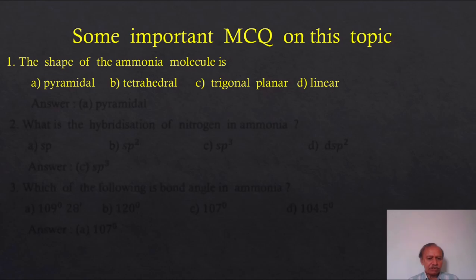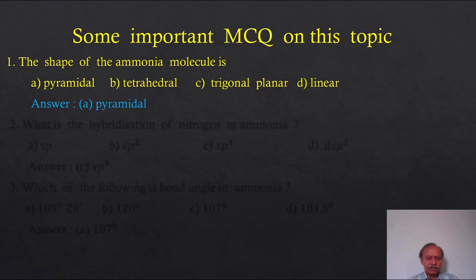Question number 1, shape of the ammonia molecule is A pyramidal, B tetrahedral, C trigonal planar, D linear. I hope you can answer this question. So the correct answer is pyramidal. In case of methane it is tetrahedral, but in case of ammonia it is pyramidal.